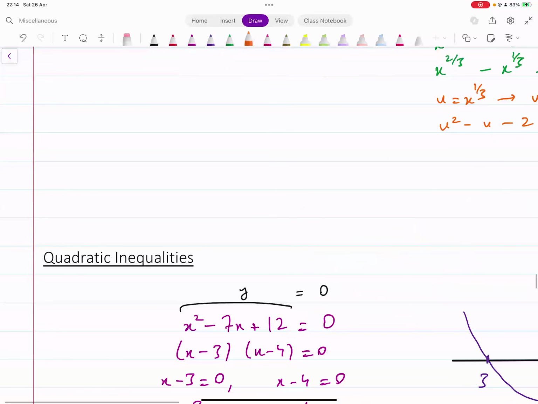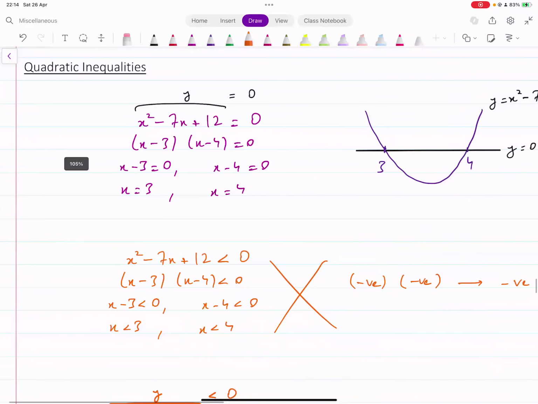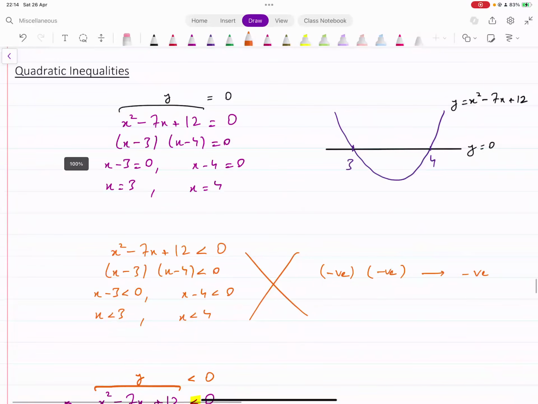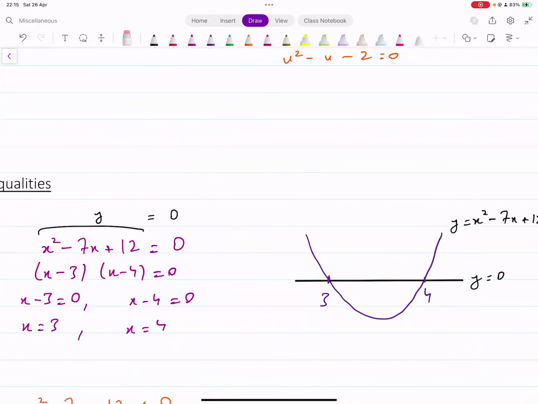Next thing you have to know about is solving quadratic inequalities. How do you solve quadratic inequalities? When you solve the equation, what do you get from that? For example, if you solve this quadratic equation, x square minus 7x plus 12 equal to 0. When you solve this equation, you get two answers from this: x equals 3 and x equals 4. They represent the x-intercepts of this function, right?